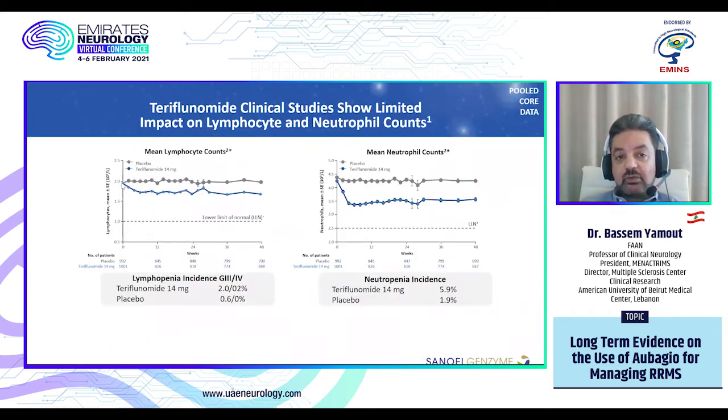So basically, because of that mechanism of action, the lymphopenia is very mild with teriflunomide or Aubagio. It's around a 15% decrease in the lymphocyte count, but it's always above the lower limit of normal. And the same also for the neutrophil count. It's always above the lower limit of normal, although it's slightly decreased. Severe lymphopenia is very rare with Aubagio. Grade 3 lymphopenia, which means a lymphocyte count below 500, occurs in around 2% of cases only, and grade 4 lymphopenia in only 0.2%, so extremely rare. Neutropenia is reported in around 6% of the cases.